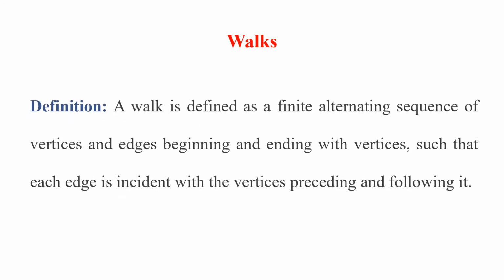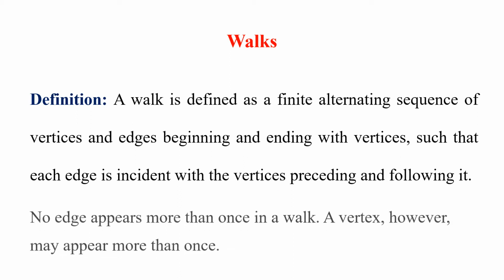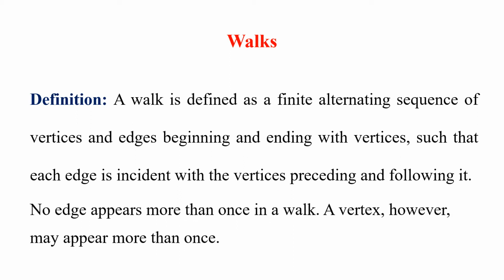Definition of walks. A walk is defined as a finite alternating sequence of vertices and edges beginning and ending with vertices such that each edge is incident with the vertices preceding and following it. No edge appears more than once in a walk. A vertex, however, may appear more than once in a walk.